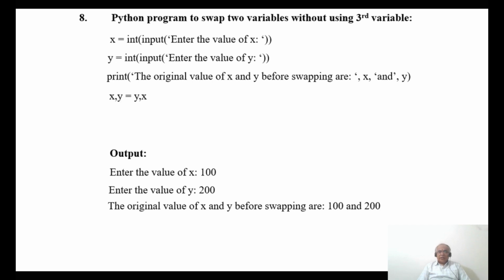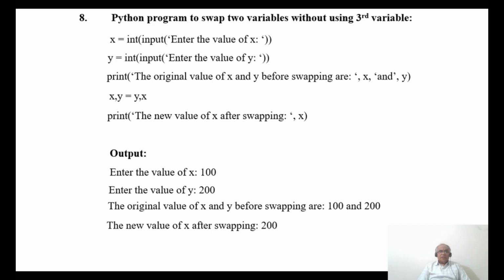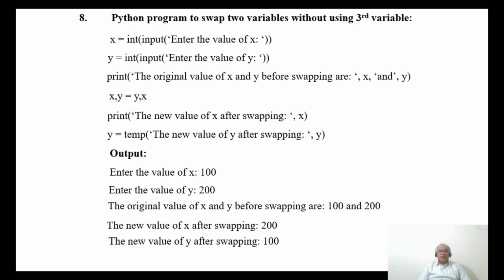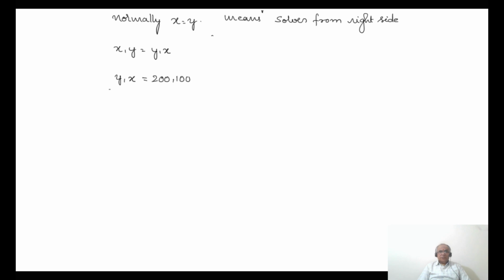Then x comma y is equal to y comma x. Then print the new value of x after swapping, which is 200. And the new value of y after swapping, it should be print, becomes 100. So how exactly does it work? Normally, an assignment is solved from the right side. x comma y is equal to y comma x, so y comma x will become 200 comma 100.